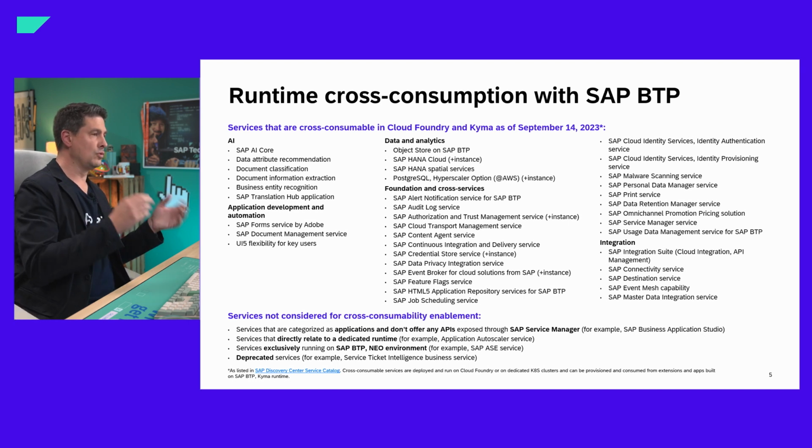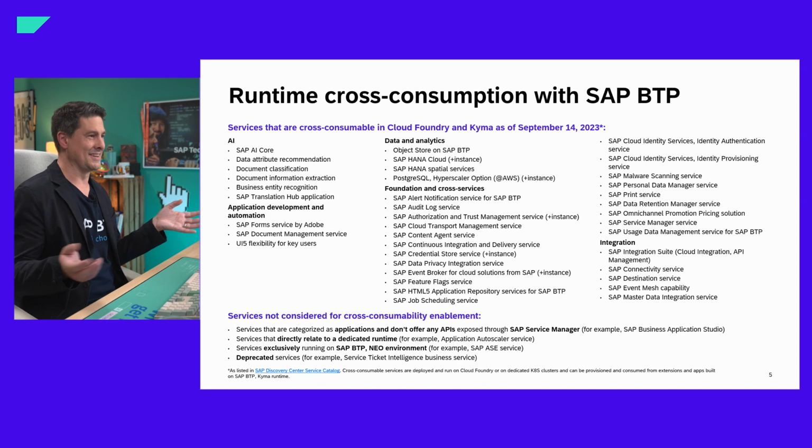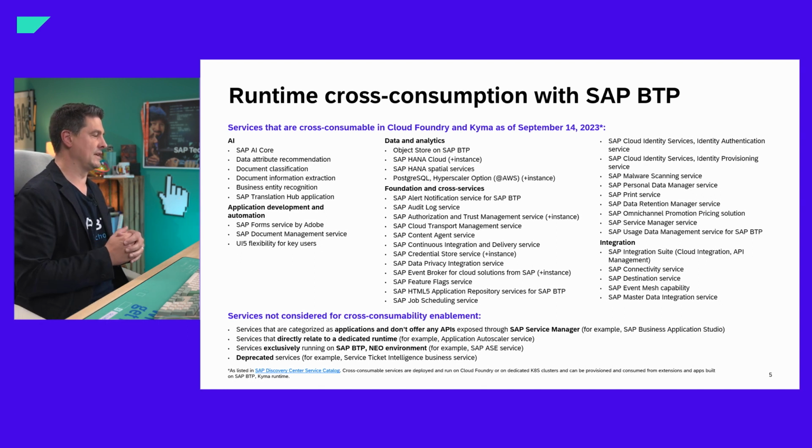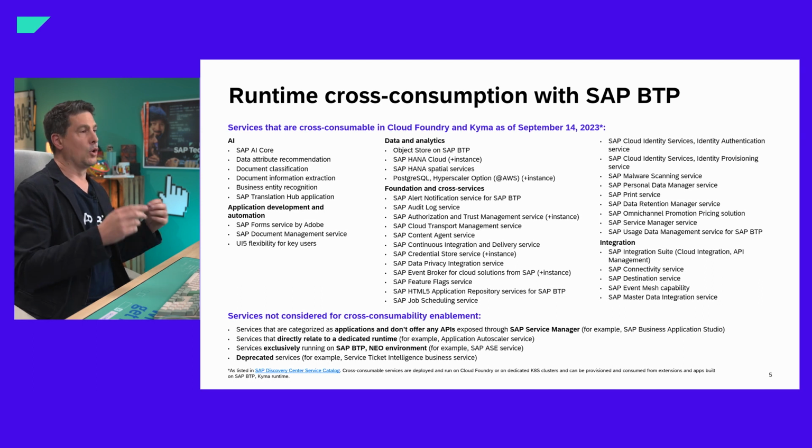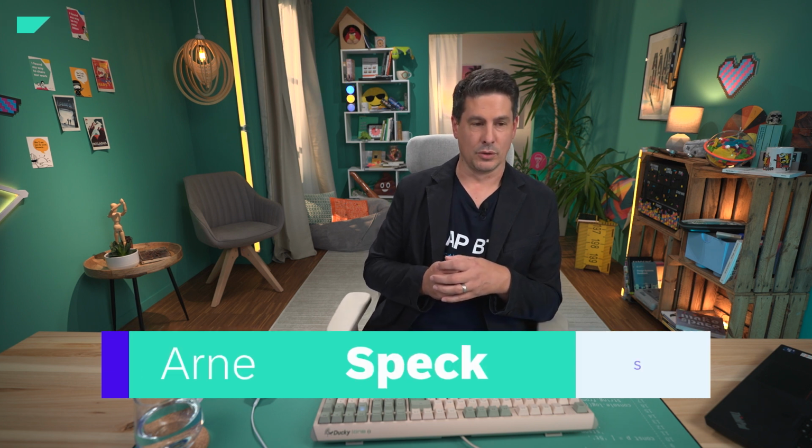Then also we do not mention Neo services. Naturally, I said we're looking at the strategic solutions and the strategic runtimes. But we also do not list any deprecated services, even though some of them are cross-consumable. For example, Service Ticket Intelligence, mentioned here on the slide, is actually cross-service consumable, but we're not listing it as it is a deprecated service. So there are some services left, just a few, but we are working on this at the moment to make sure that you have the possibility to use them either on Cloud Foundry or on Kyma.